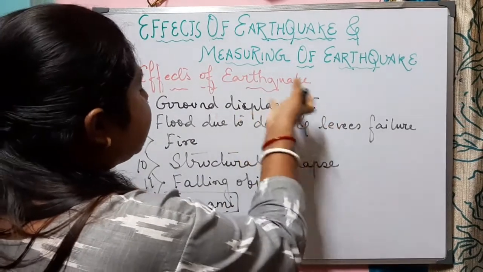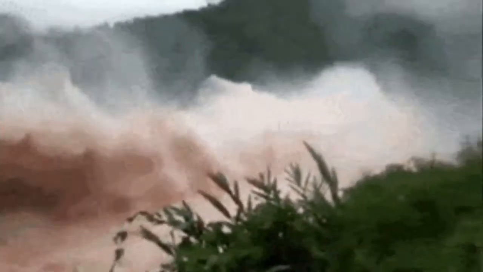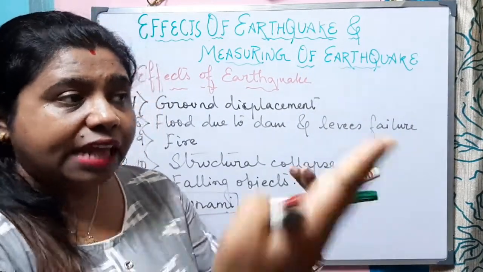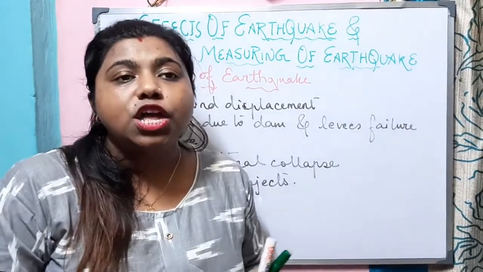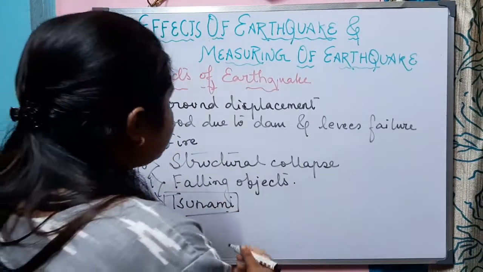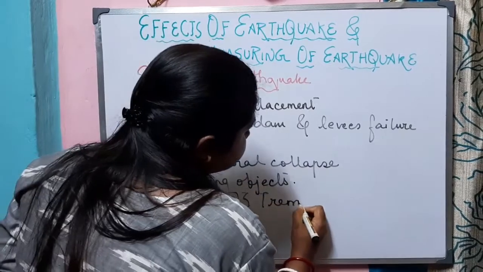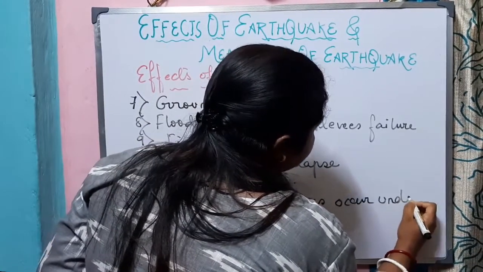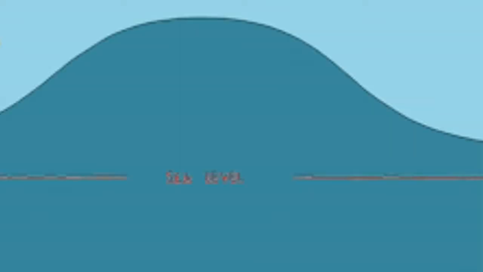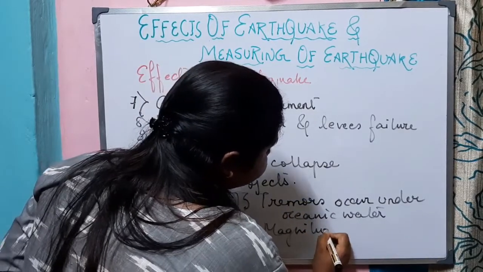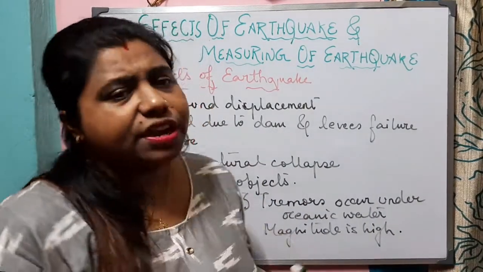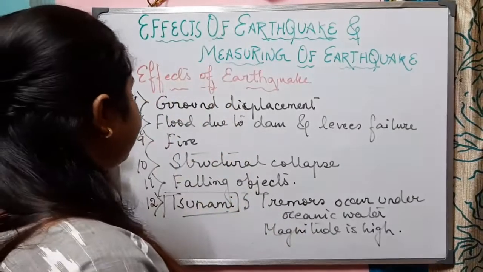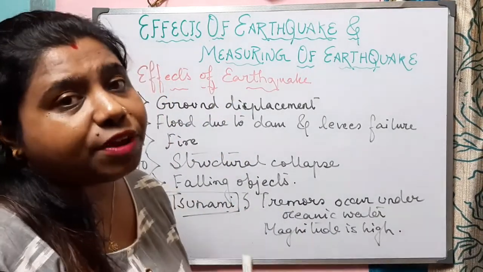Ground displacement, and flood. When will a flood happen? When the dams and levees fail and the water moves downstream to the settlements, it becomes a more disastrous effect, earthquake and flood together. Then we have fire. There can be structural collapse, as many people are dying due to the collapse of structures. Falling objects. Tsunami. Tsunami mostly occurs if the tremors occur under oceanic water, and if the magnitude is high, then only it will lead to a tsunami, which is again a very disastrous effect of earthquake. So these are the effects of earthquake that have a direct impact on the life and property of the people.